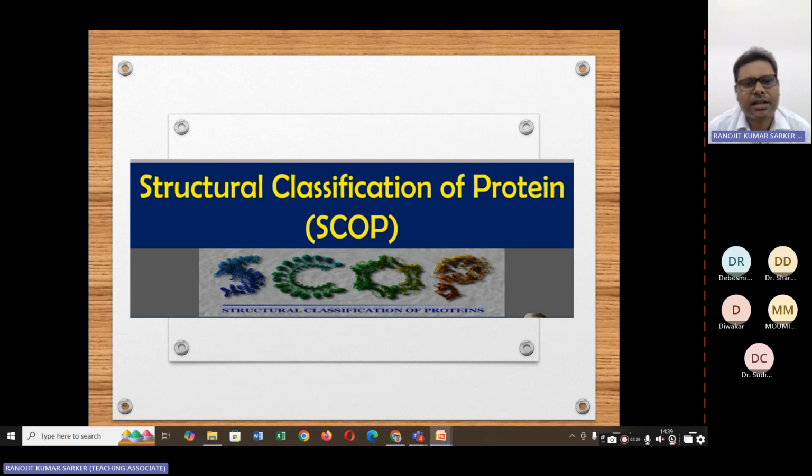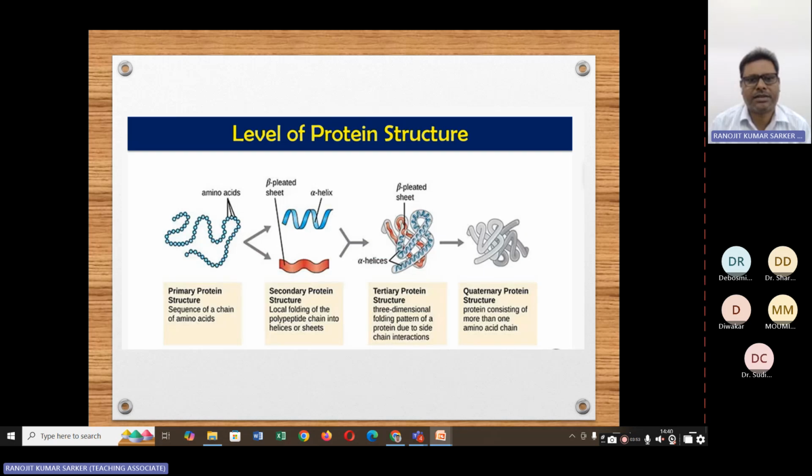So now you see that today we will discuss some important secondary databases and their applications as well. Both the theoretical coverage and hands-on sessions will go through. Now the first one of our today's topic is structural classification of proteins, that is the SCOP database.